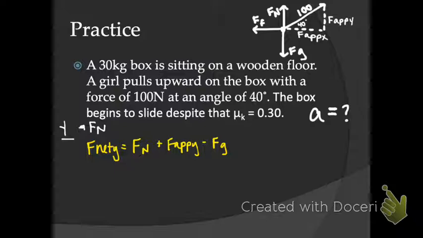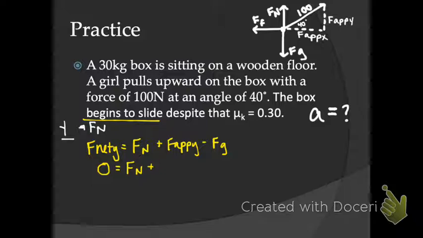Okay. Now I can start putting numbers in. What do I know my net force is in the vertical direction? Is my object accelerating vertically? No, because it says it begins to slide. So my net force in the y direction is 0. Normal force is what I'm solving for. I don't have F applied y solved yet, but I can solve it.